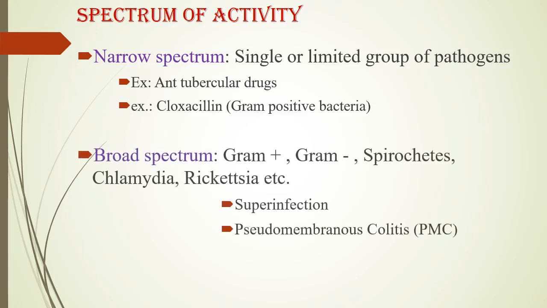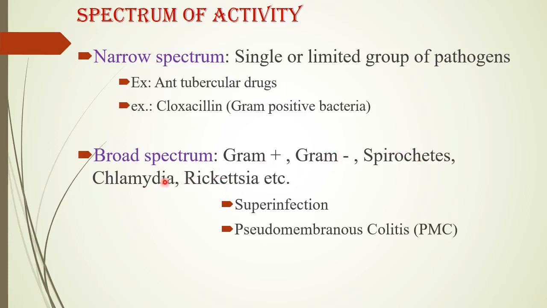Another one is the broad spectrum. This broad spectrum can be helpful to treat the infections caused by various kinds of bacteria. It can be the gram-positive bacteria, it can be the gram-negative bacteria, it can be the spirochetes, right? It can be the chlamydia, it can be the rickettsia. So this is the classification of this bacteria: gram-positive, gram-negative, spirochetes.